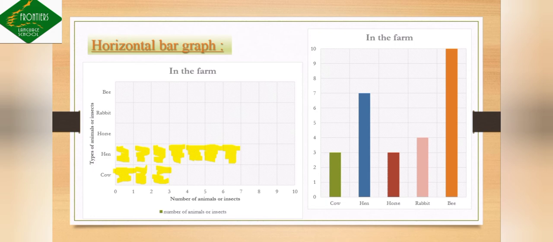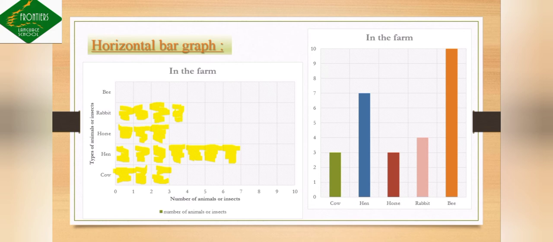Now it asked me about the horse. Look at the vertical bar graph. I have horse, it's 3. I color 3. 1, 2, and 3. Now it asked me about the rabbit. I look at the vertical bar graph. I have rabbit 4. Then I color 4 in the horizontal bar graph. 1, 2, 3, and 4.